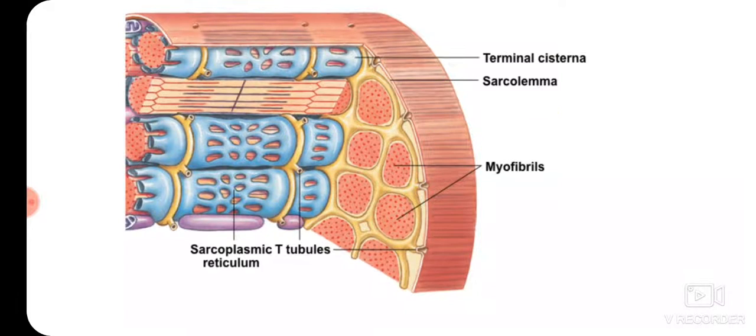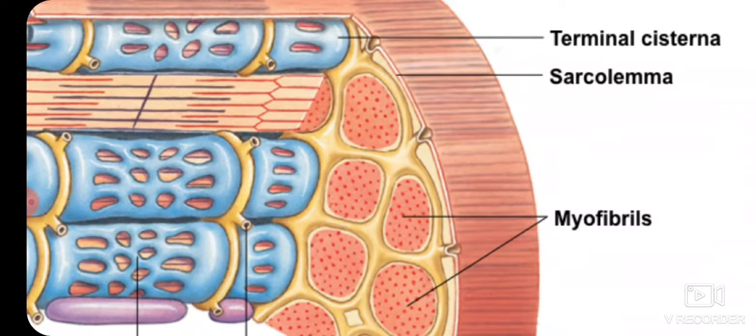Here you see the terminal cisternae. Basically, what is the terminal cisterna? It is the dilation of the sarcoplasmic reticulum. So it is not another organelle. Okay, and these terminal cisternae are flanked by two T tubules, that is two transverse tubules. Here you see there are two yellow colored tubules that are outside the terminal cisternae. Okay, so these are the terminal cisternae.